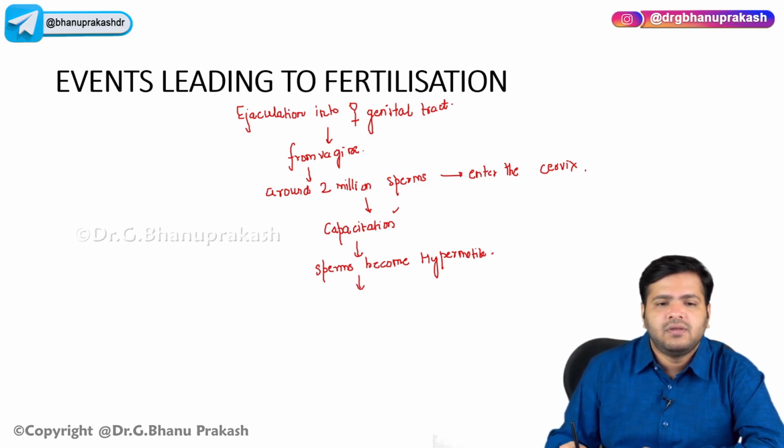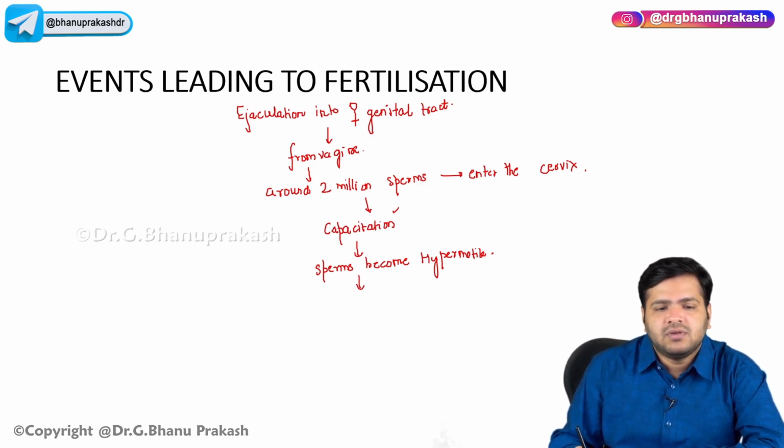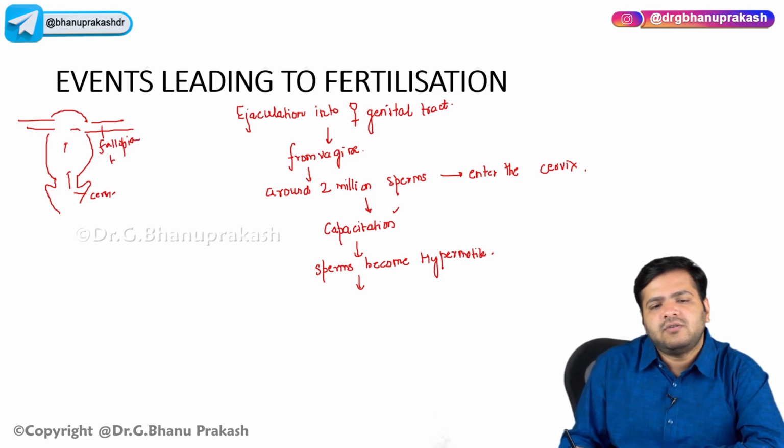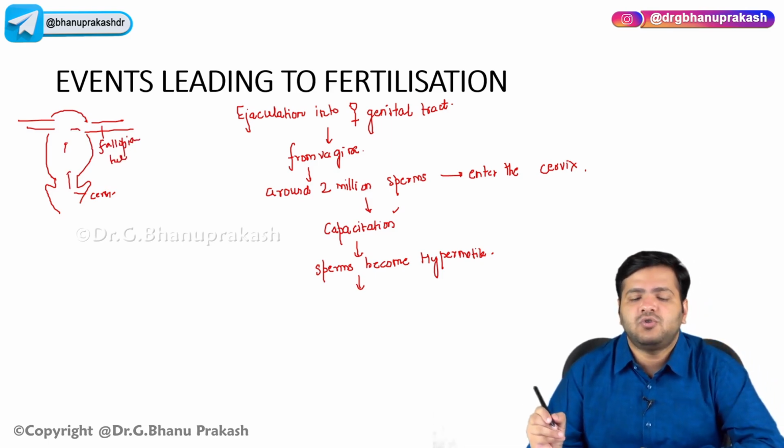You already know the structure, right? So let us suppose this is the uterus, this is the fallopian tube, and we already know we have this cervix. From the cervix they will travel and try to reach the fallopian tube.